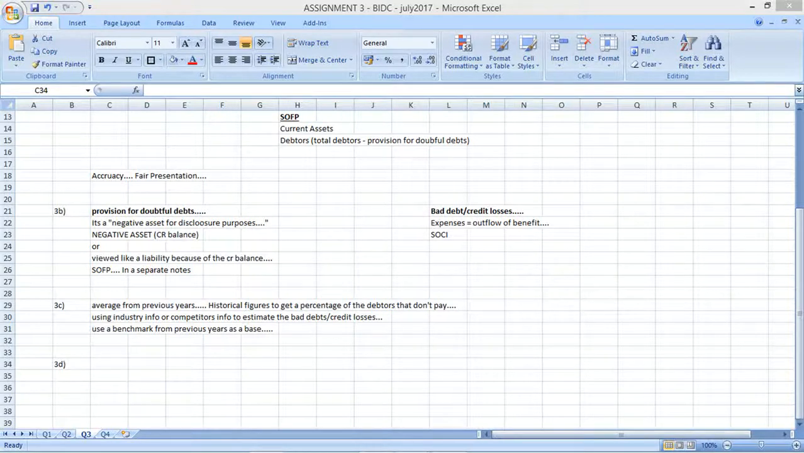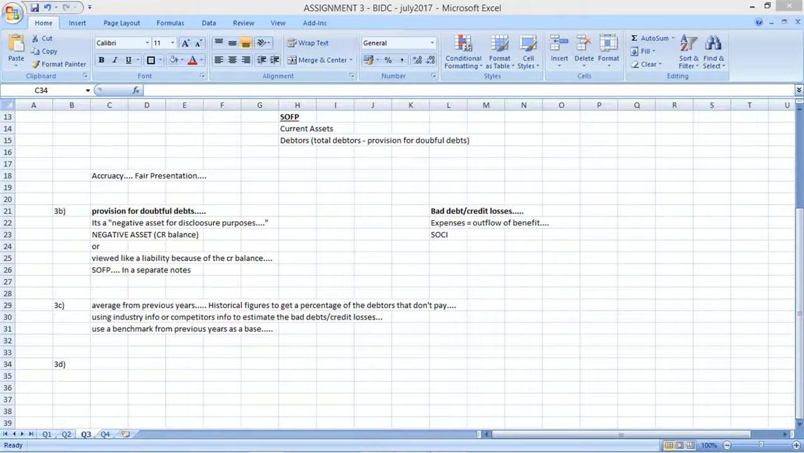(3D) states, the following relates to the business of Mary Maranga, who writes up her accounts to 31st March each year. Then they give you trade receivables 1st of April 2015, 40,000. They give trade receivables 31st March 2016, 46,000. Then they give you bad debts written off for the year ended 31st March 2016 as 800. Then they state, the provision for doubtful debts is maintained at 2.5% of the trade receivables at the end of each year.